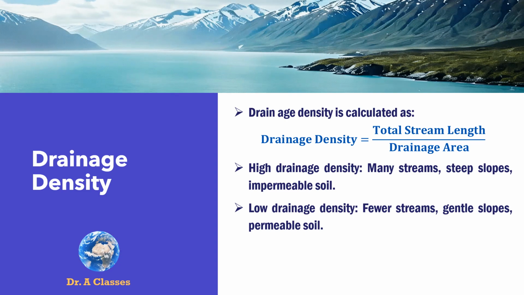Drainage density. Drainage density of a catchment is calculated as drainage density equals total stream length divided by drainage area. High drainage density, many streams in a small area, suggests impermeable surfaces, steep slopes, and high runoff. Low drainage density suggests permeable soil, gentle slope, and greater infiltration.